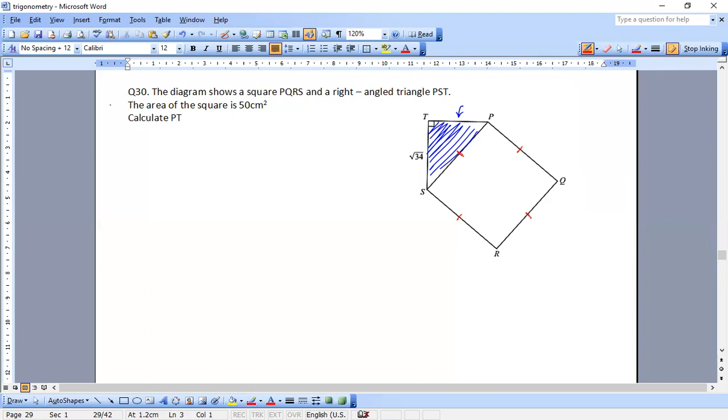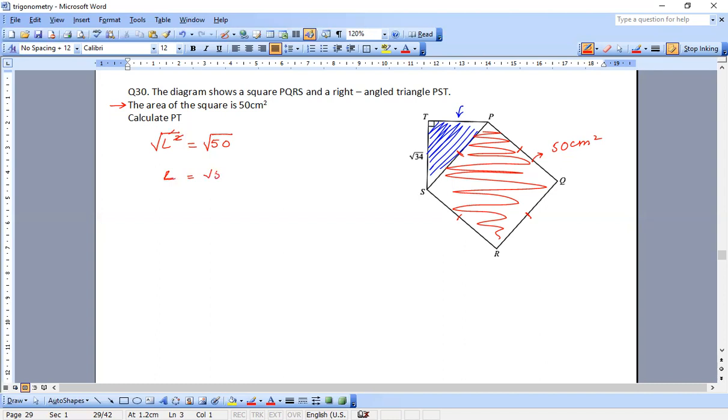So yes, I should be able to find out the length because I am given the area of the square. The area of this square is given to me, which is 50 centimeter square. And as we all know, area of a square is equal to length multiplied by length, L square, which is equal to 50. In order to find out the value of L, I might take the square root. So this becomes square root of 50. I'm just keeping it as square root of 50. I'm not converting it into decimal.